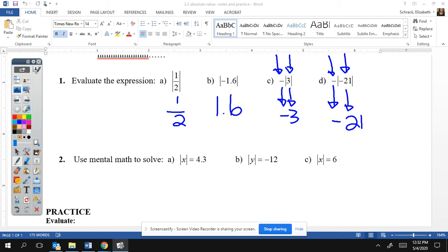Okay, so those are evaluating the expressions. If there's nothing outside the absolute value, my answers are positive like A and B. If there is a negative outside the absolute value like C and D, your answers are going to be negative.